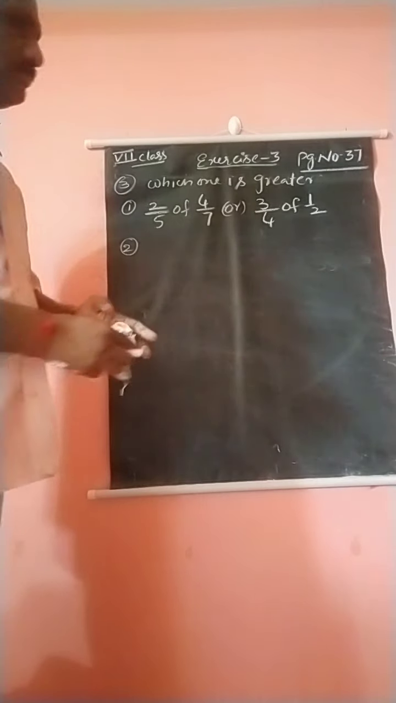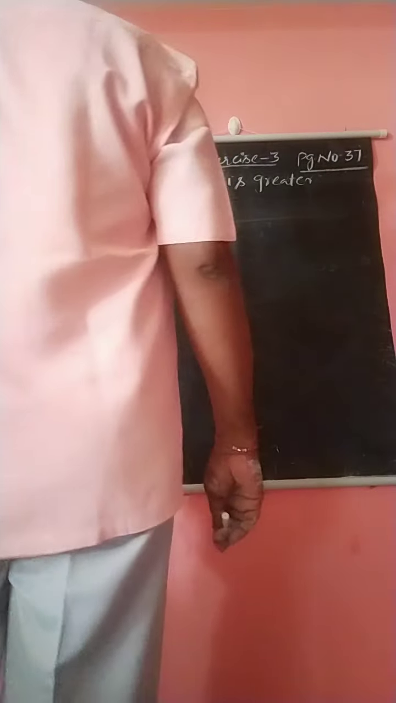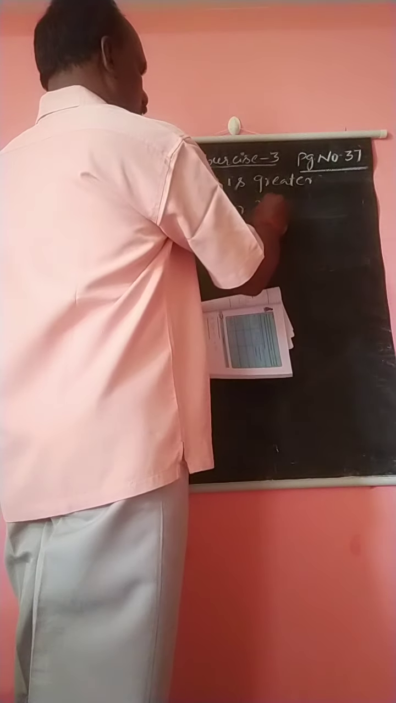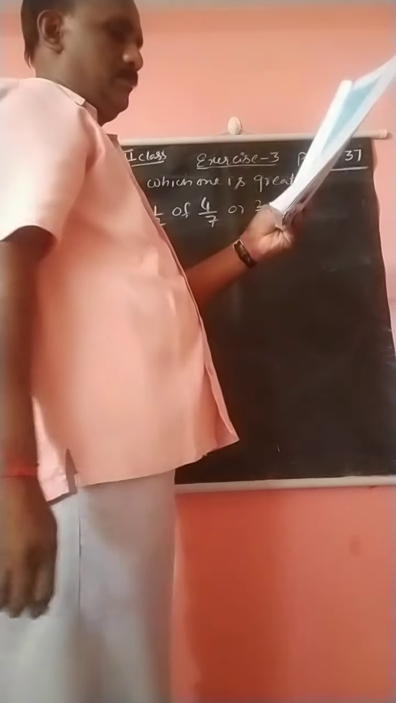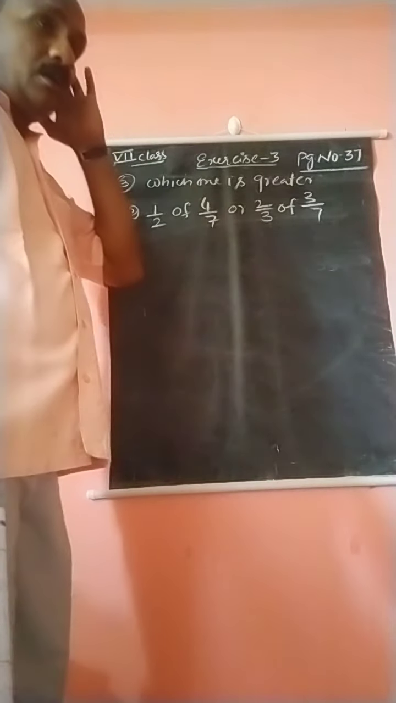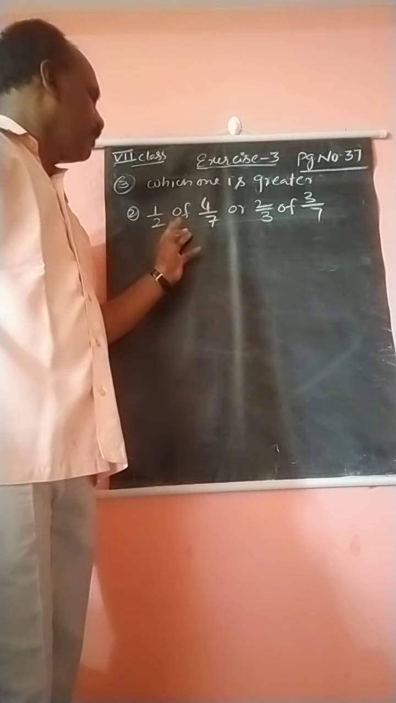And the second problem, what is the second problem, is given from your textbooks. Half of 4 by 7 or 2 by 3 of 3 by 7. So you can do this problem as per the first problem: 1 by 2 of 4 by 7 or 2 by 3 of 3 by 7. This is a homework problem. You can do it as homework.